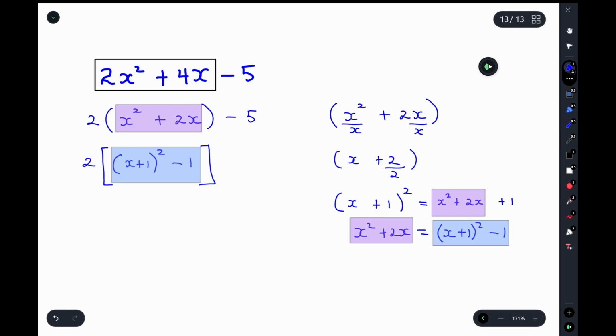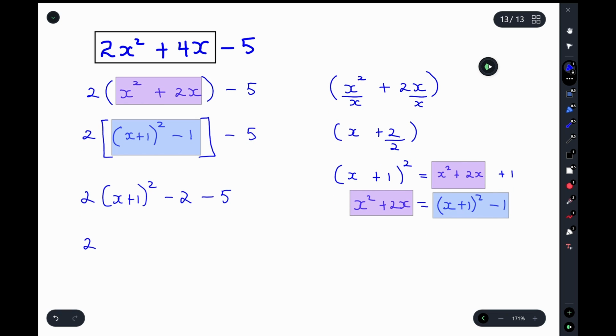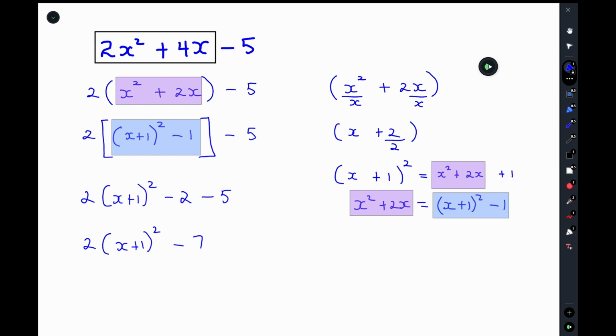We're going to continue. Minus 5. Now I'm going to expand the beginning of the expression. We're going to have 2 multiplied by x plus 1 to be squared, and then 2 multiplied by negative 1 will give us negative 2, and then we also have the negative 5. So finally this becomes 2 multiplied by x plus 1 to be squared minus 7, and we have converted the quadratic to vertex form using specifically the completing the square method.